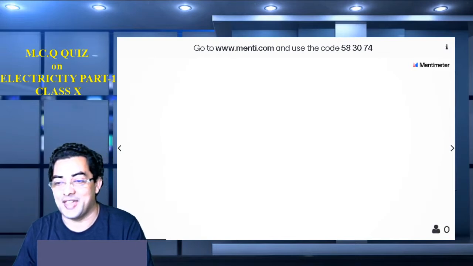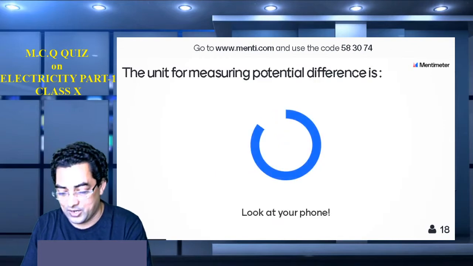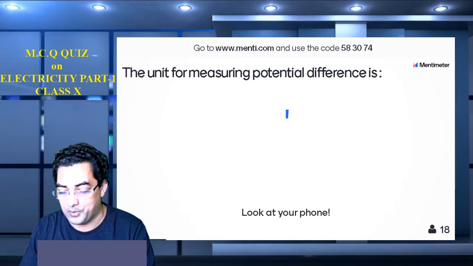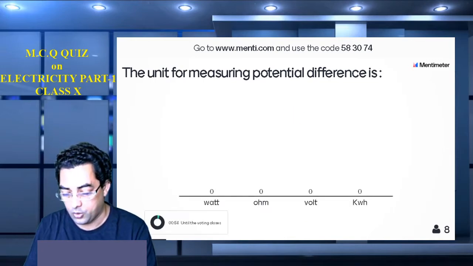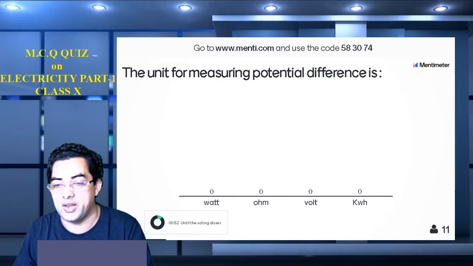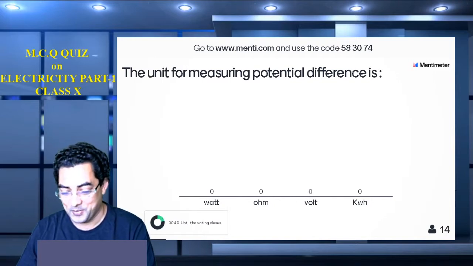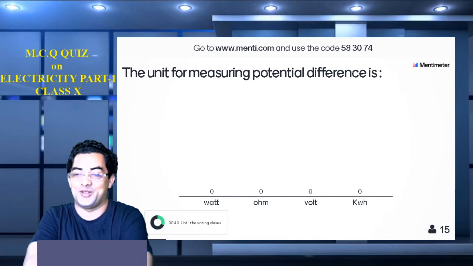Let's move on to the next question of electricity class 10th. So the question in front of your screen is this. The unit for measuring potential difference is, you've got four options: watt, ohm, volt and kilowatt hour. So think carefully and then answer. The unit of measuring potential difference. What is the unit for potential difference? I don't want anyone to go wrong for this particular question.